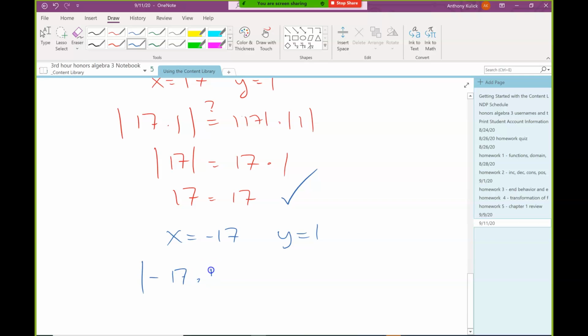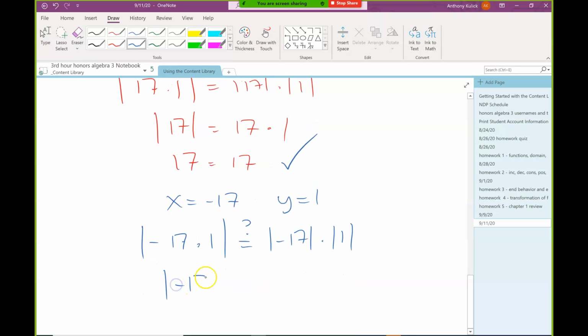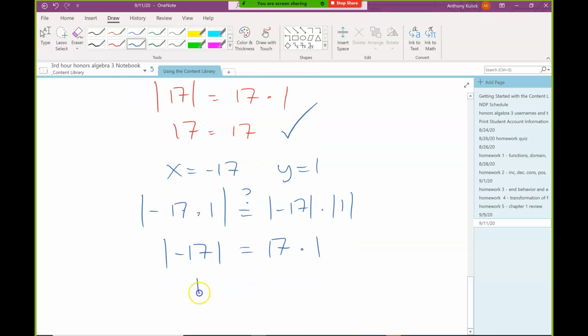So negative 17 times positive 1, is that equal to the absolute value of negative 17 times the absolute value of 1? Well, negative 17 times 1 is negative 17. The absolute value of negative 17 is 17. The absolute value of 1 is 1. The absolute value of negative 17 is 17. And 17 times 1 is 17. Yes.